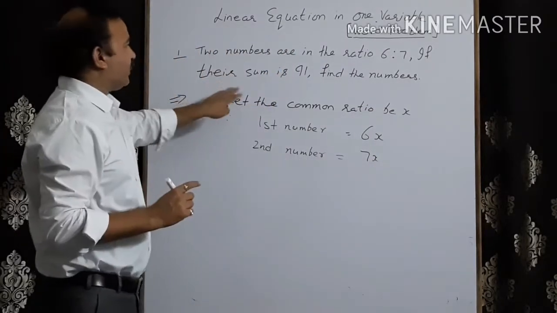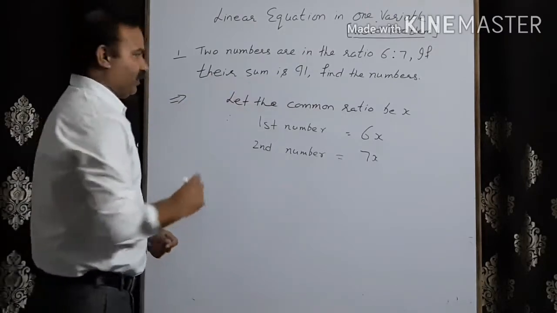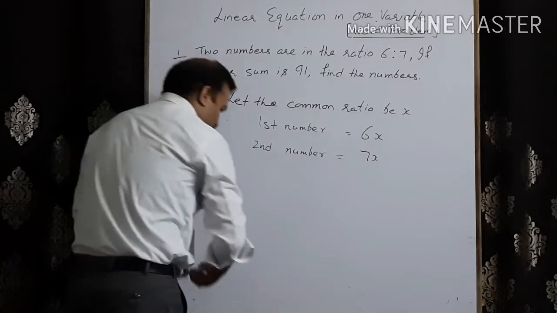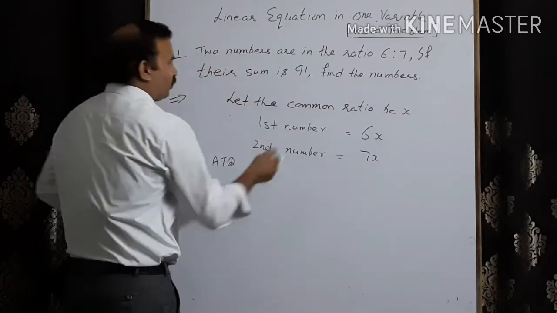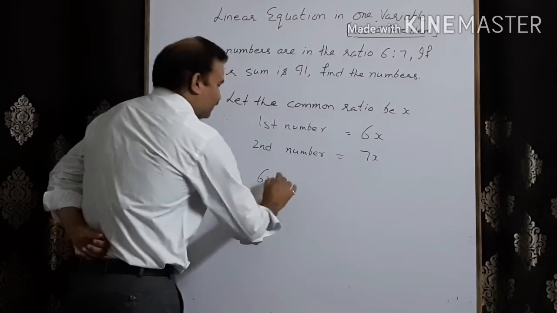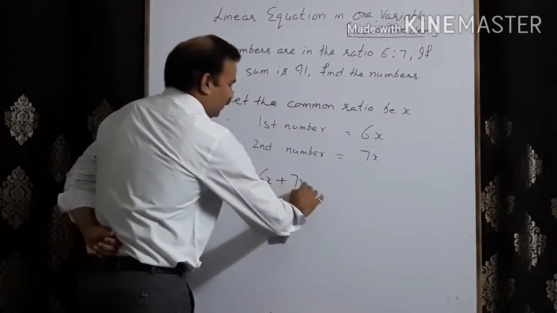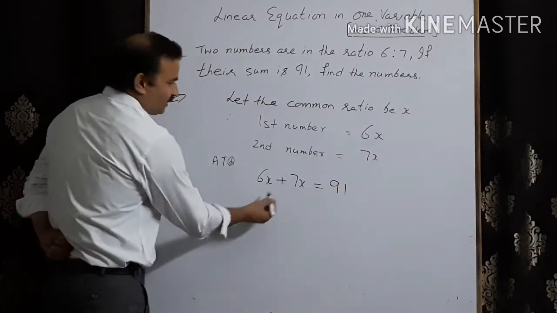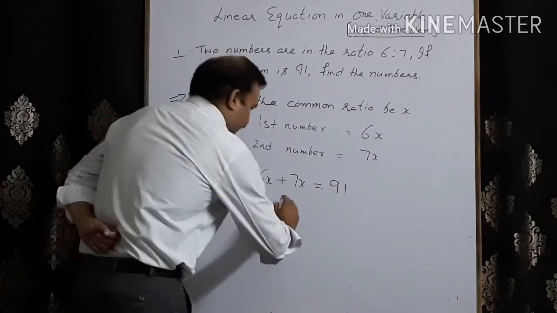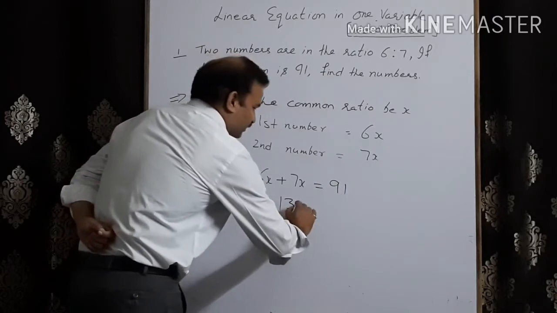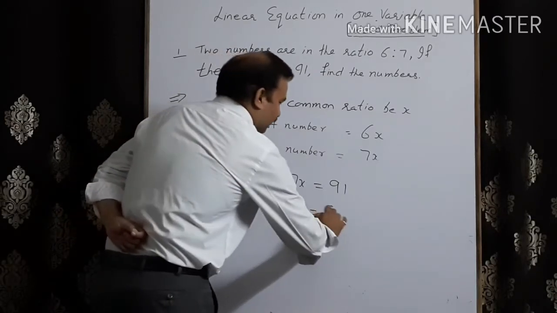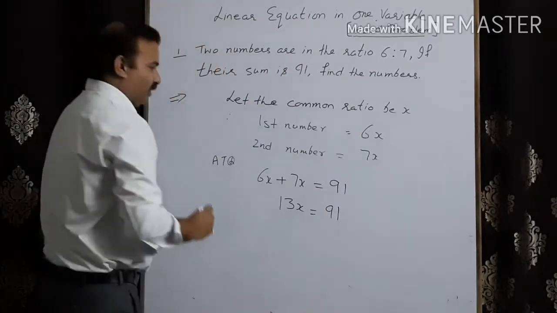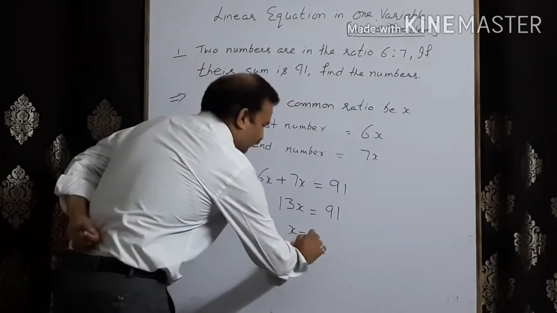Now we have to see the condition: their sum is 91. According to the question, first number plus second number, that is their sum, is equal to 91. So 6x plus 7x will become 13x, since 7 plus 6 is 13. So 13x is equal to 91. Now we have to find the value of x.